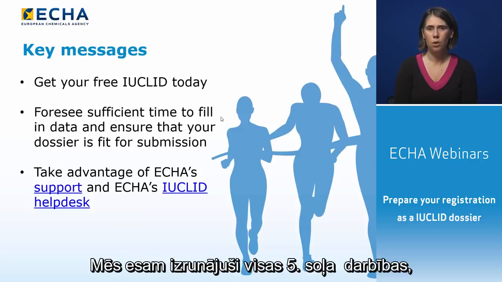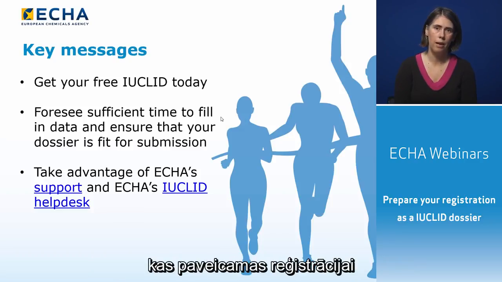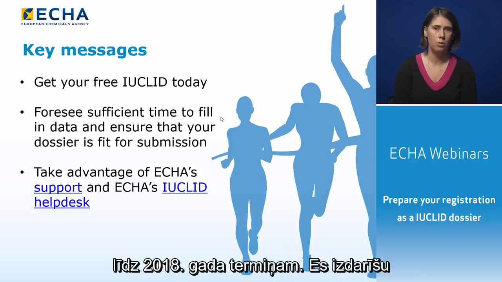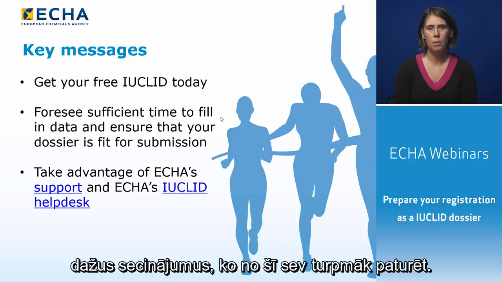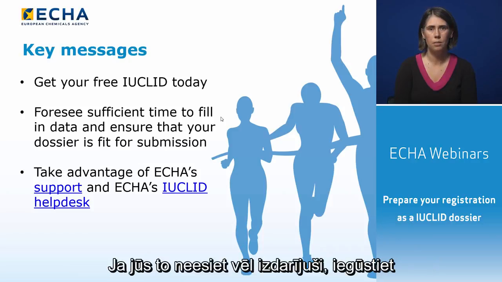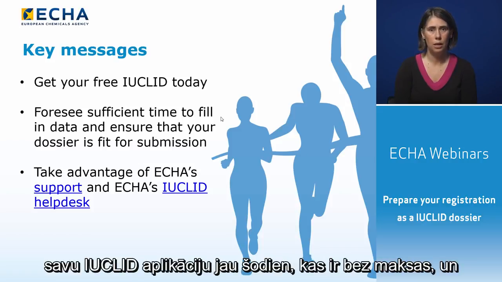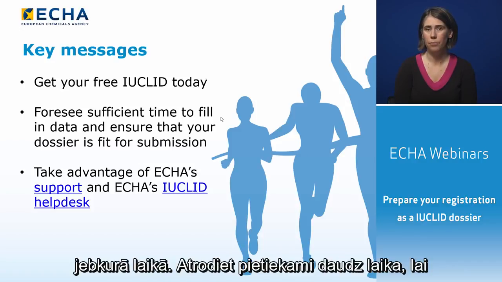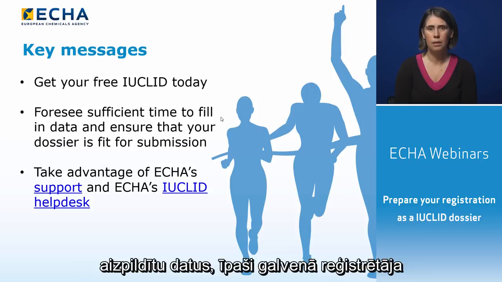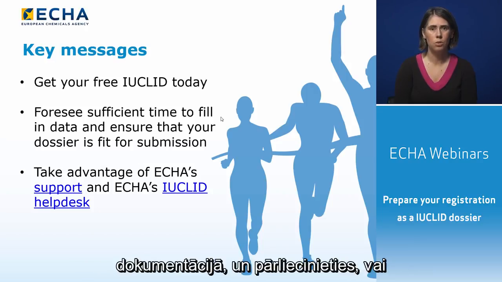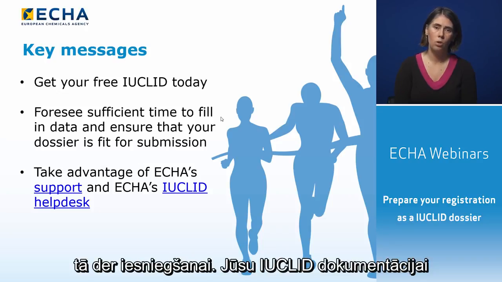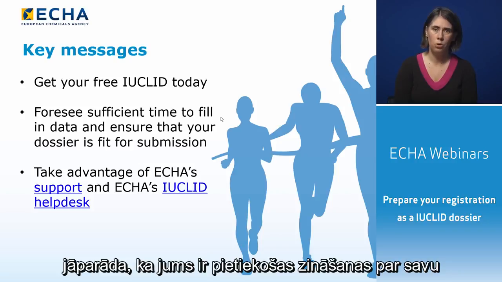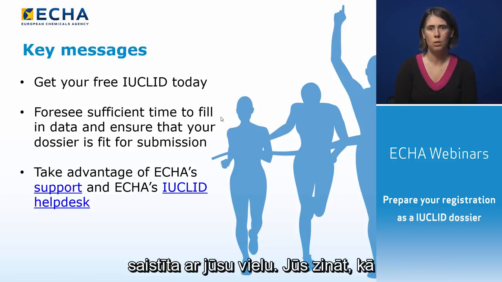So we've now talked about all 5 key activities of Phase 5 of your plan for registering by 2018, and I will conclude with a few messages for you to take away from this. If you have not done so already, get your IUCLID application today. It's for free, and then you have it available to try it at any time. Foresee sufficient time to fill in the data, especially for lead registrant dossiers, and ensure that your dossier is fit for submission.